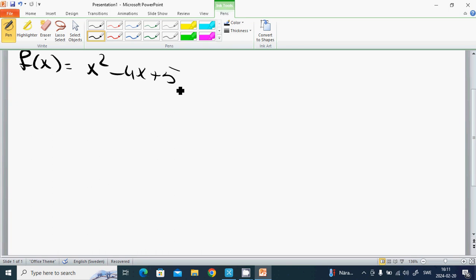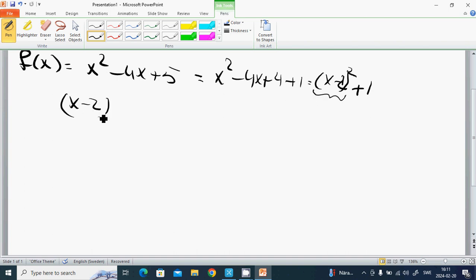And you see that x² minus 4x plus 4 plus 1 is (x minus 2)² plus 1. And this (x minus 2)² is at least 0 and less than infinity. Then we put it here. Then our R_f equals 1 and plus infinity.